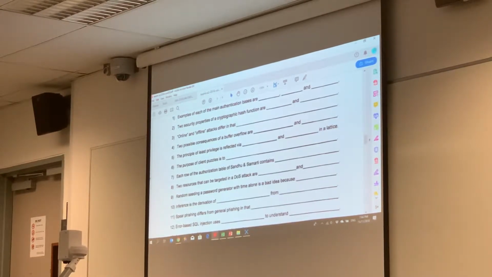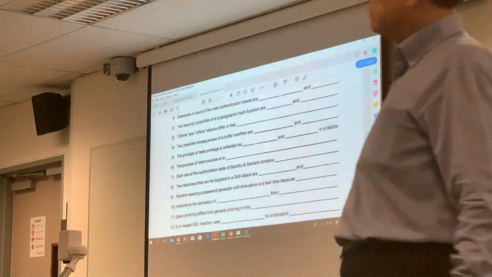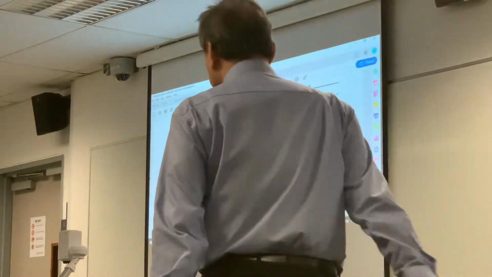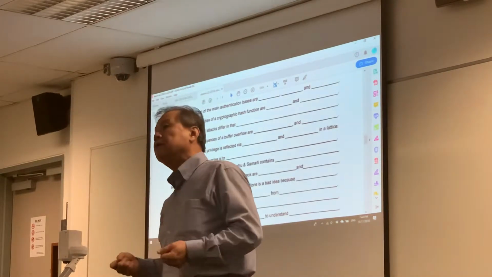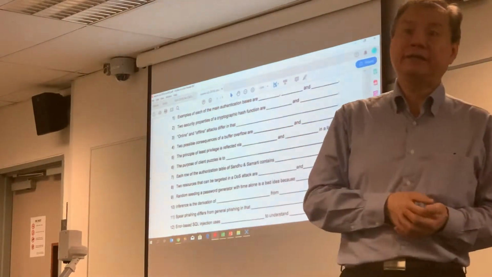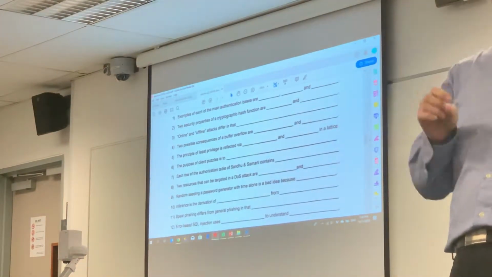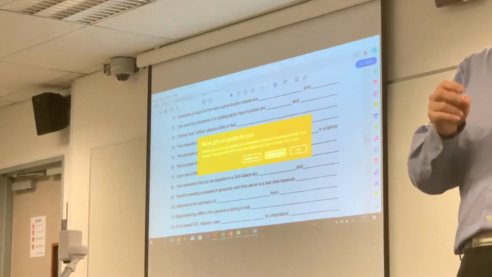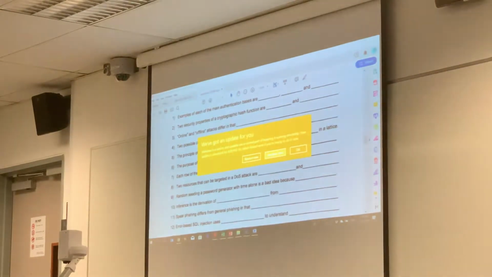Now, two resources that can be targeted in the DoS attack are? Connection. Okay, the network bandwidth and the resources within the memory or CPU time. Random seeding a password generator with time alone is a bad idea because if the target knows the time, they can guess the approximate time. Random functions in general are pseudo random generators. They are not actual random. So if the attacker knows roughly the time, they can use the same time seed to recreate the answer.